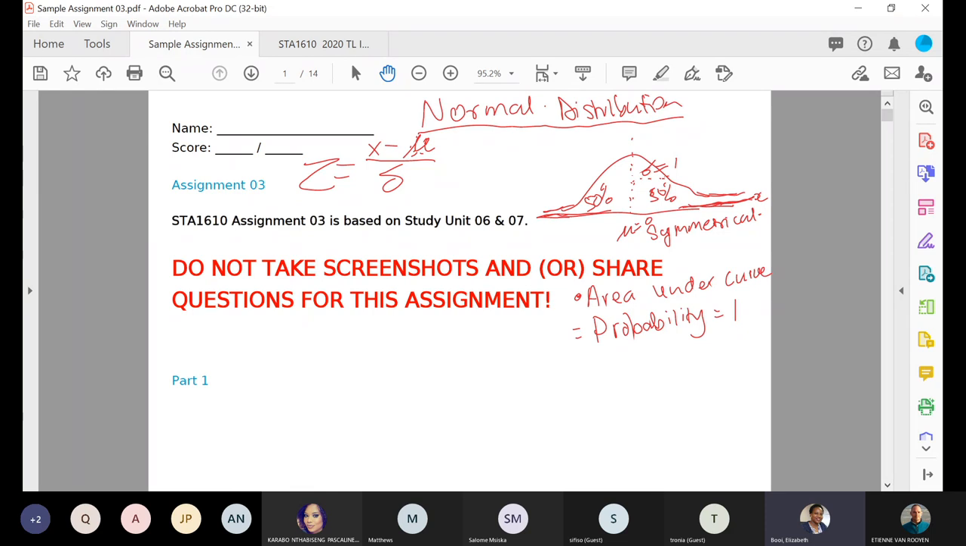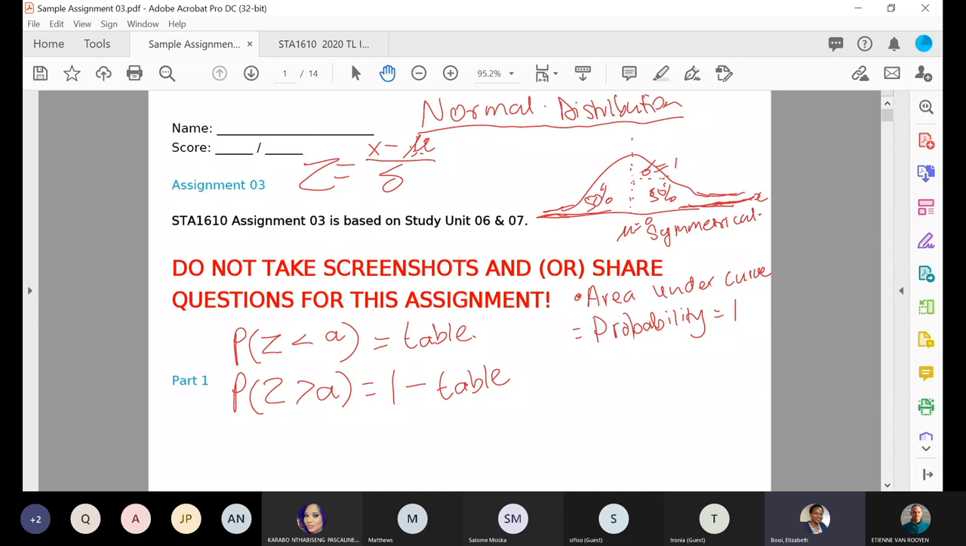What you also need to remember is that the table I just showed you contains the probability of Z less than a value. So if you calculate your Z value and you're looking for the probability of Z less than that value, then you will find the probability on the table. If you're looking for the probability of Z greater than A, you will say 1 minus the value you find on the table. For all greater than probabilities, we use 1 minus the value we see on the table.